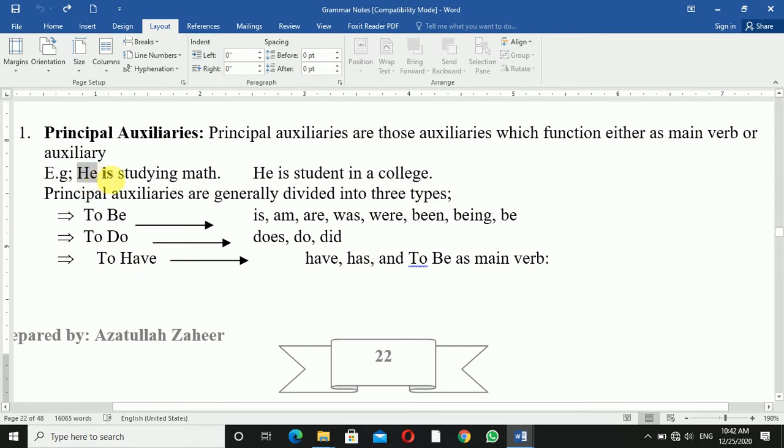He is studying math. He is studying what? He is studying math. You see this "is" here does not have any function. It's only helping to make the tense, which is present continuous tense.